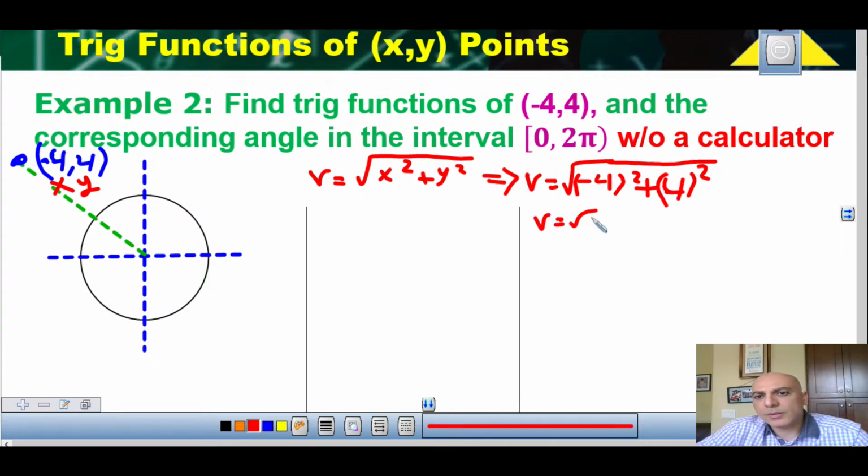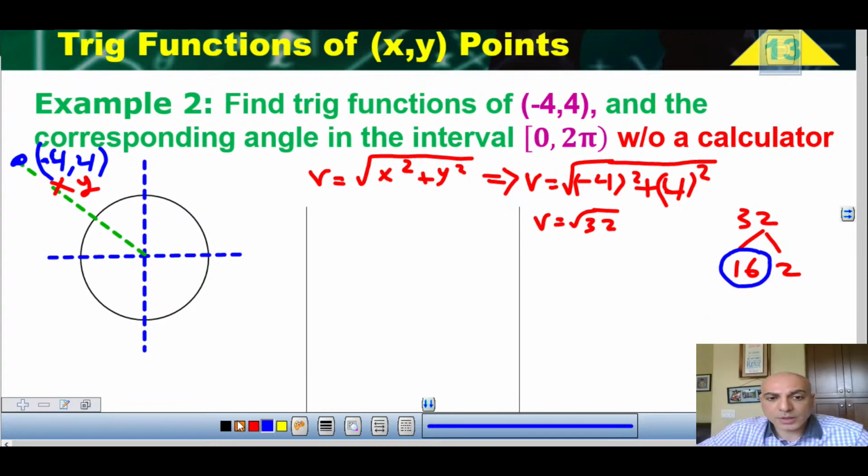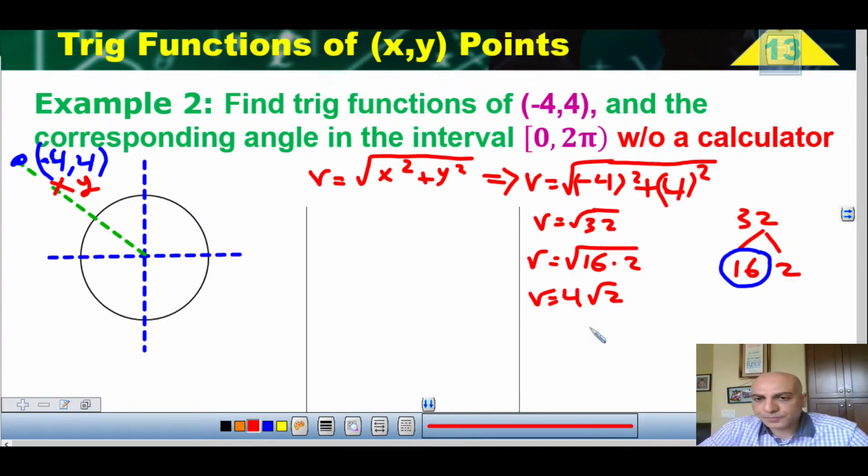r equals the square root of 32, and under the 32, if I branch this out, that's 16 times 2. Is that right? Yep. Since I've got my biggest perfect square under there, I'll just stop. So r equals the square root of 16 times 2. The square root of 16 is 4, so r equals 4 square root of 2.